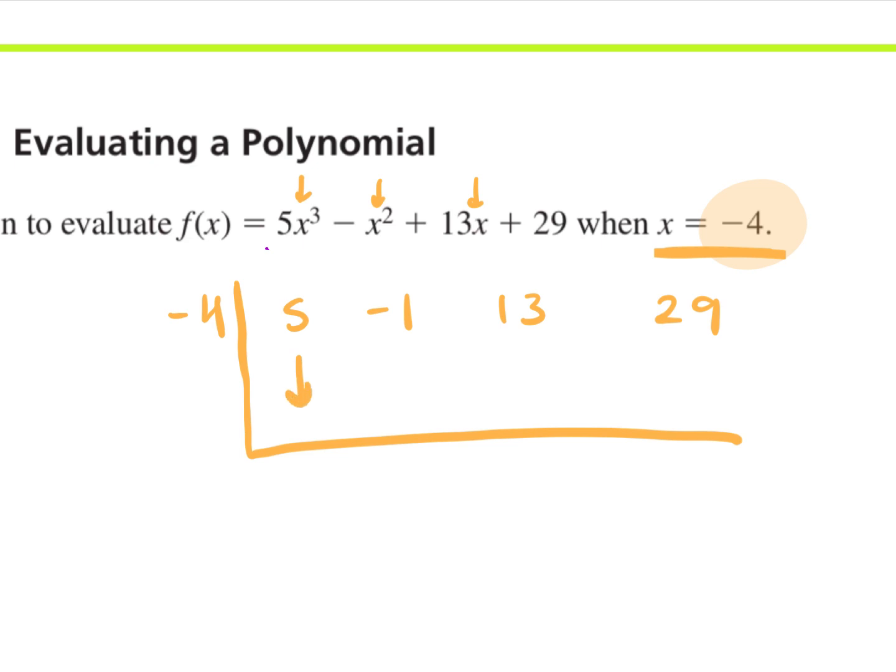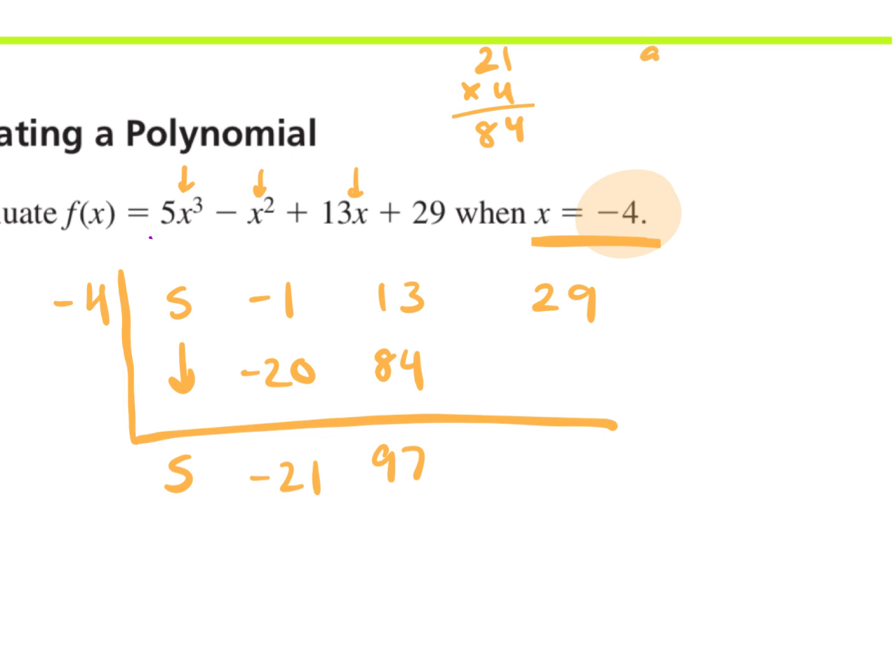So we drop down the 5. Then what do we do? Multiply. Negative 4 times 5 is negative 20. Negative 20 minus 1 is negative 21. Negative 21 times negative 4. Let's write it down. 21 times 4 would be 84. Positive 84. Then we add. We get 97.